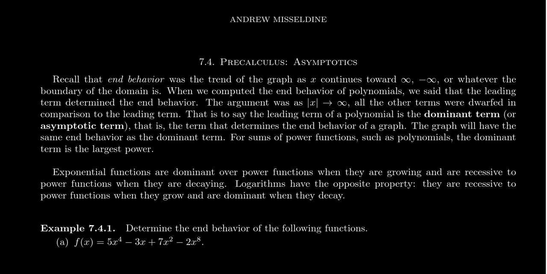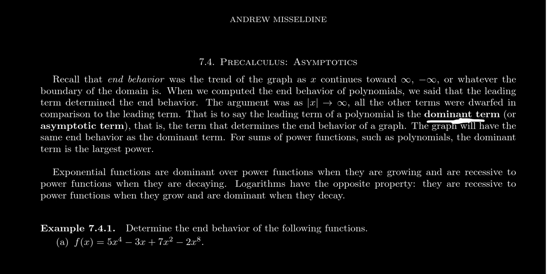For many functions, it turned out that we could approach both positive and negative infinity. When we computed the end behavior for polynomials, we saw that the leading term determined the end behavior, the biggest term of the polynomial. The argument was that as the absolute value of x approached infinity, all the other terms were dwarfed in comparison to the leading term. Sure, x squared might grow rapidly, but x squared grows nothing compared to how rapidly x cubed grows. And x cubed grows insignificantly compared to x to the fourth or x to the fifth. This idea of looking at the leading term, because the other terms become minuscule in comparison, is to say that the leading term of the polynomial was dominant.